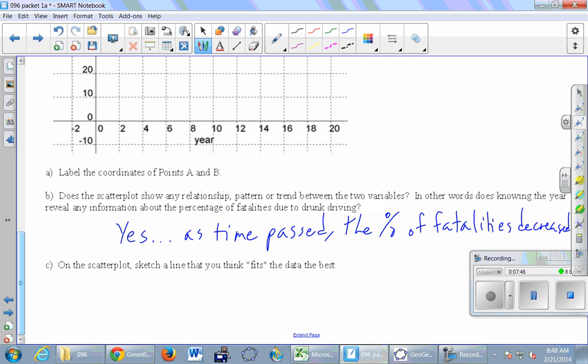I would really love to be able to come away from this with some kind of a sentence like, every year, the percent of fatalities decreased by about 2%. I'm making up the 2%, but I would love to be able to have something really concrete, more so than just saying the data is decreasing. So that's what we're after. Part C, Brandon.